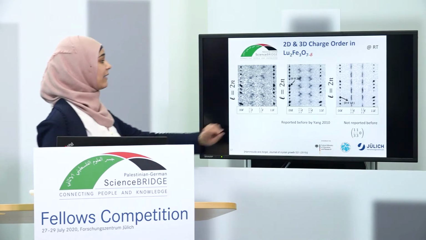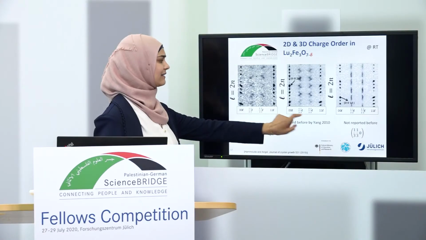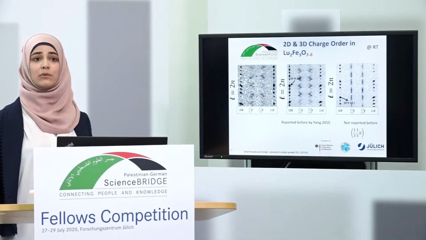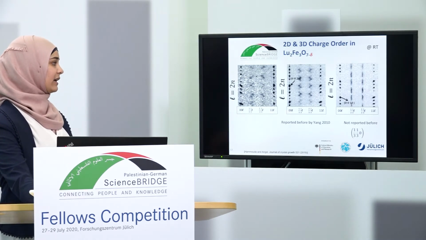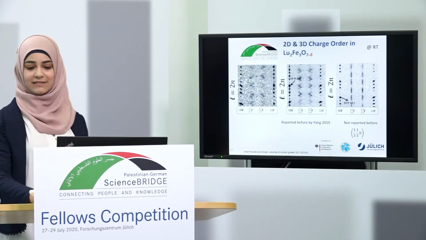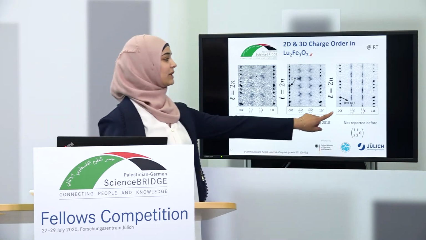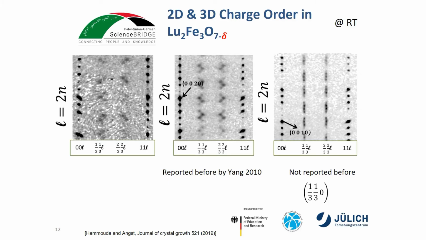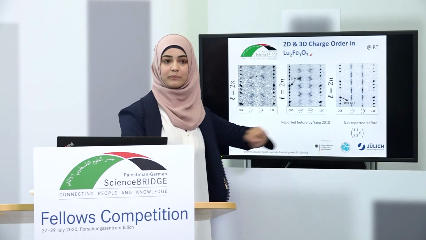But we also have another type of crystal that exhibits these superstructure reflections. It's zigzagged, and it's not exactly at 1/3, 1/3, L, so it's incommensurate. This was, by the way, reported before by Yang 2010, based on powder studies. And the most interesting part is this one. We have commensurate superstructure reflections that can be described by this propagation vector, 1/3, 1/3, 0.